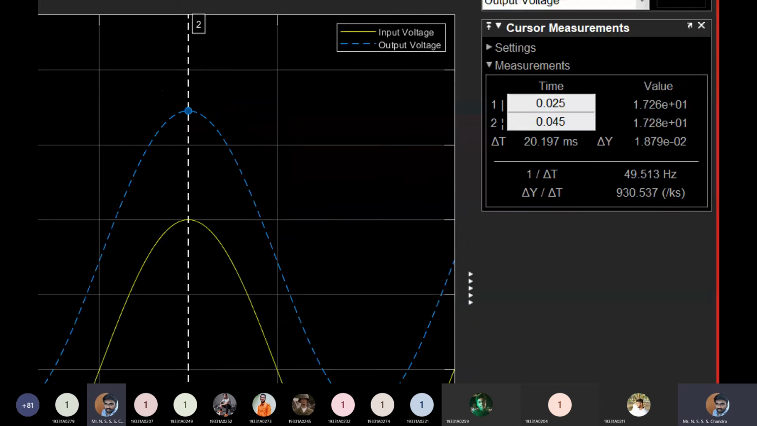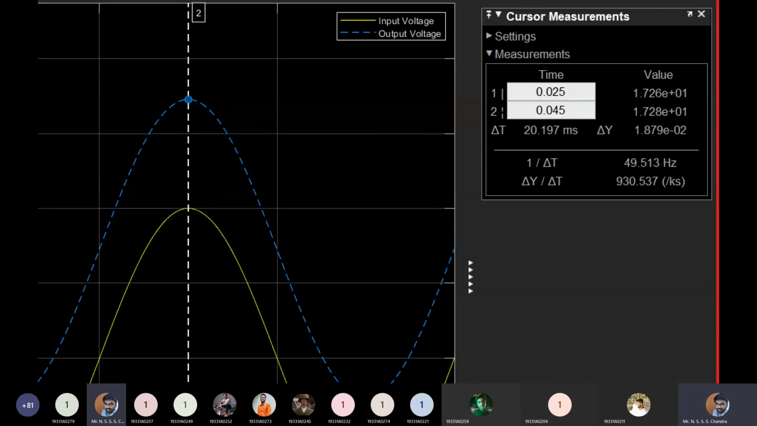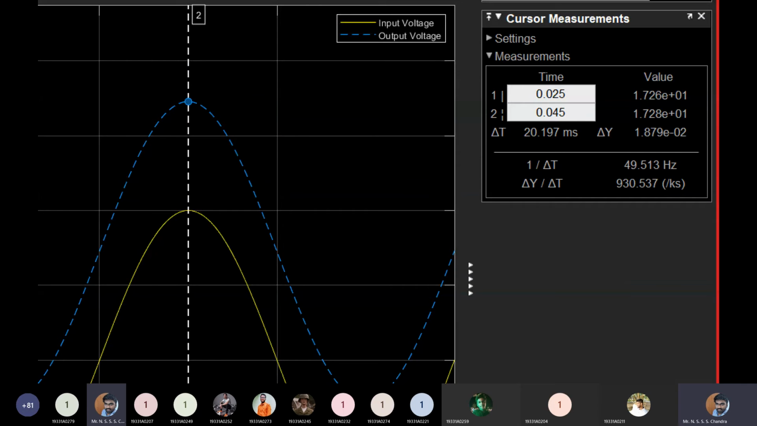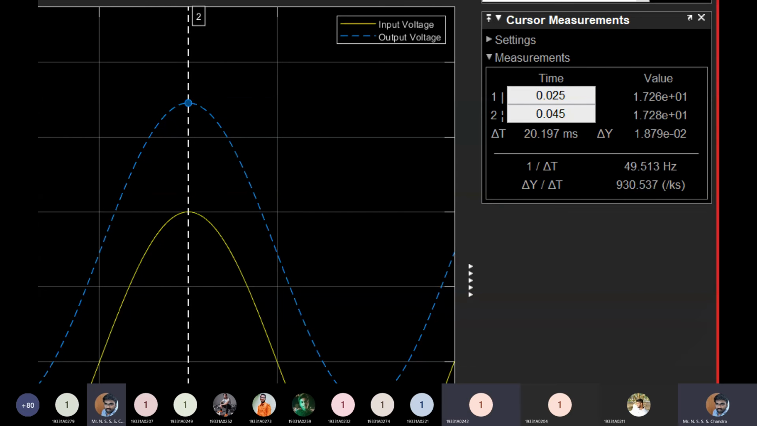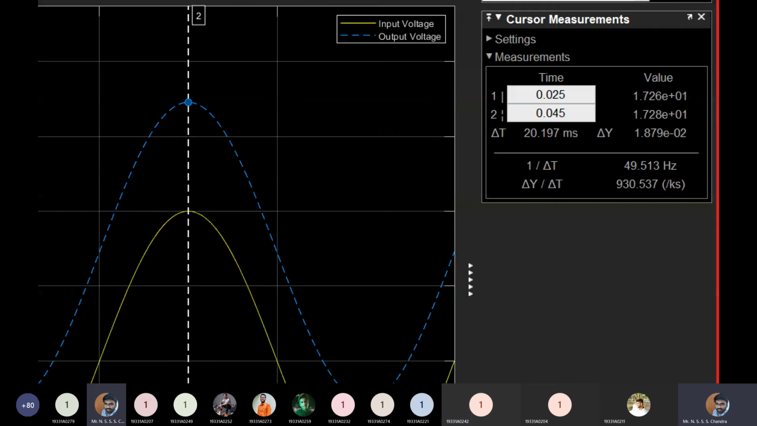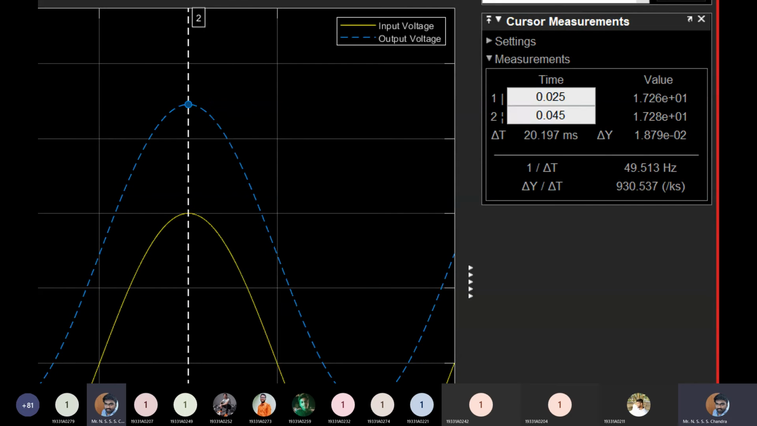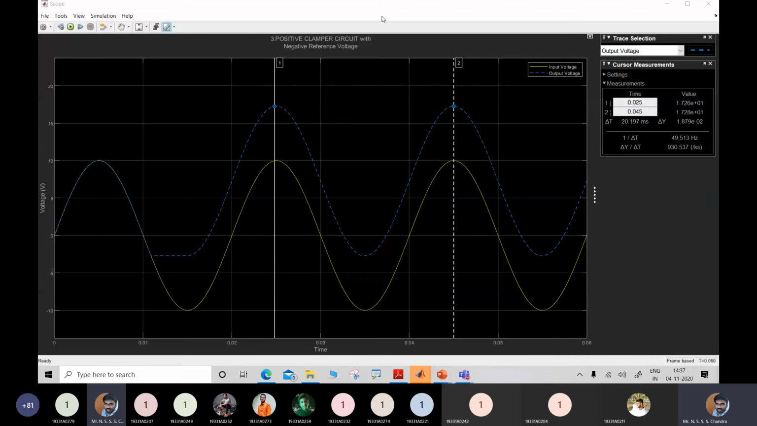Can you see this value? What value are you seeing at 0.025 seconds? 1.726 E plus 0.1. E means 10 to the power of 1. It is around 17.26 volts, which is around the 17.3 volts that we have told just now.